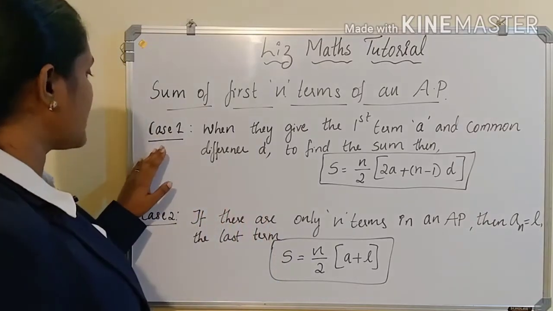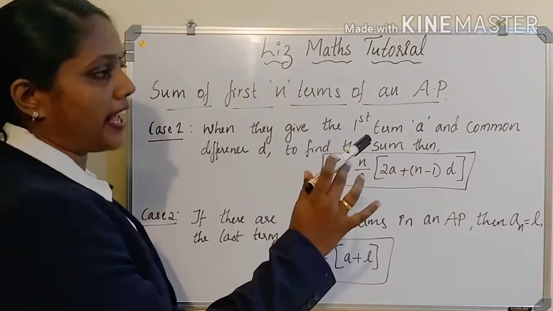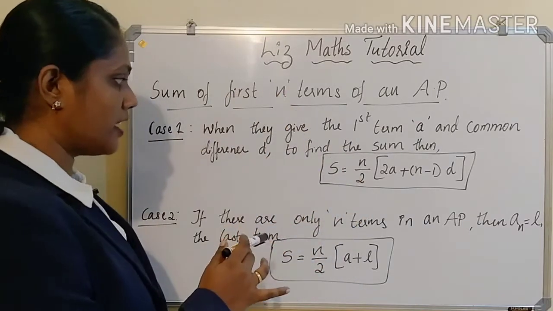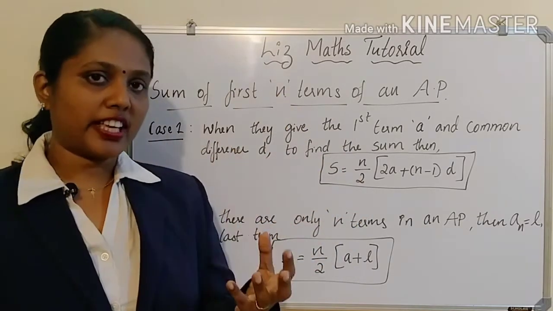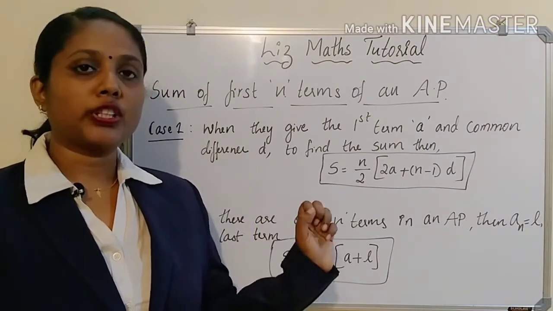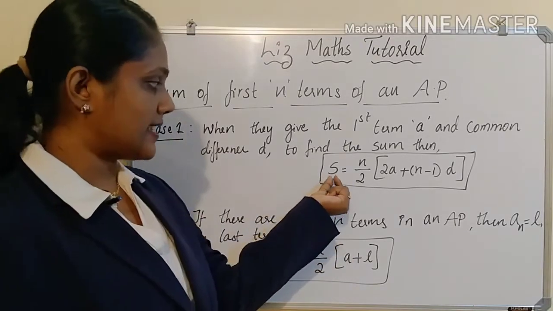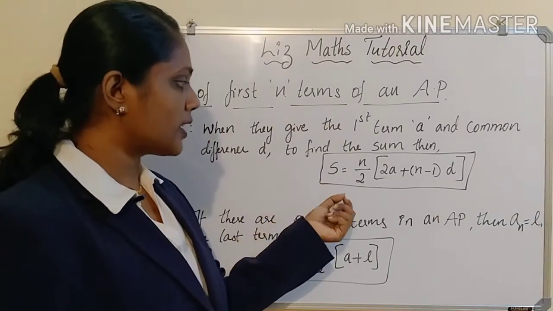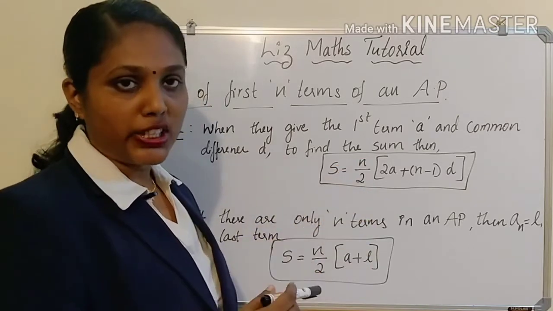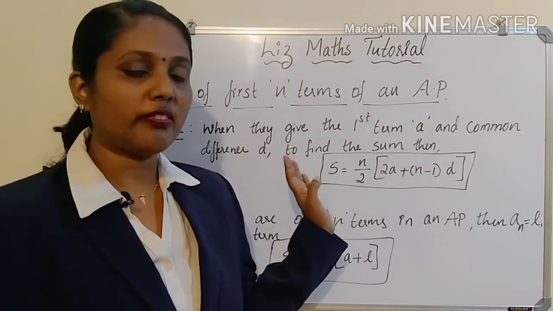What does the first case say? When they give the first term a and the common difference d, to find the sum of the n terms, we have to use S. S means sum. Sum is equal to n by 2 into 2a plus (n minus 1) into d. This formula we have to use.